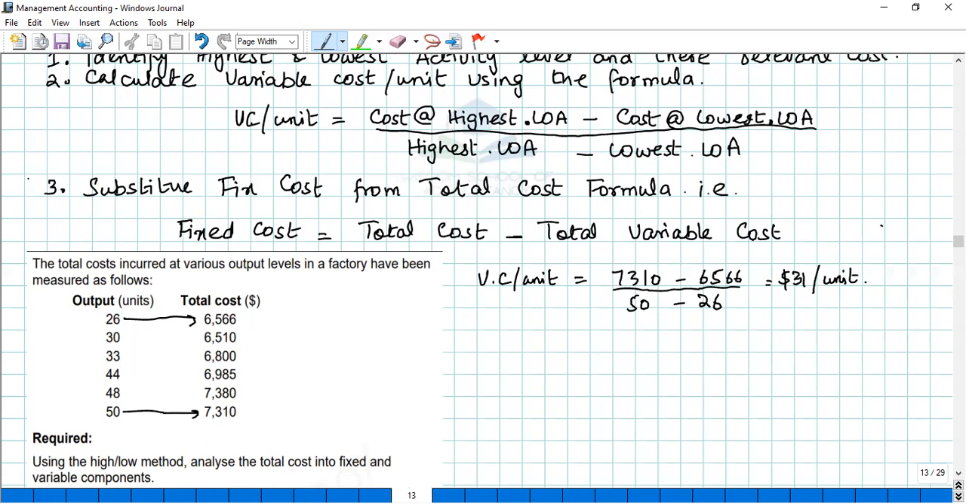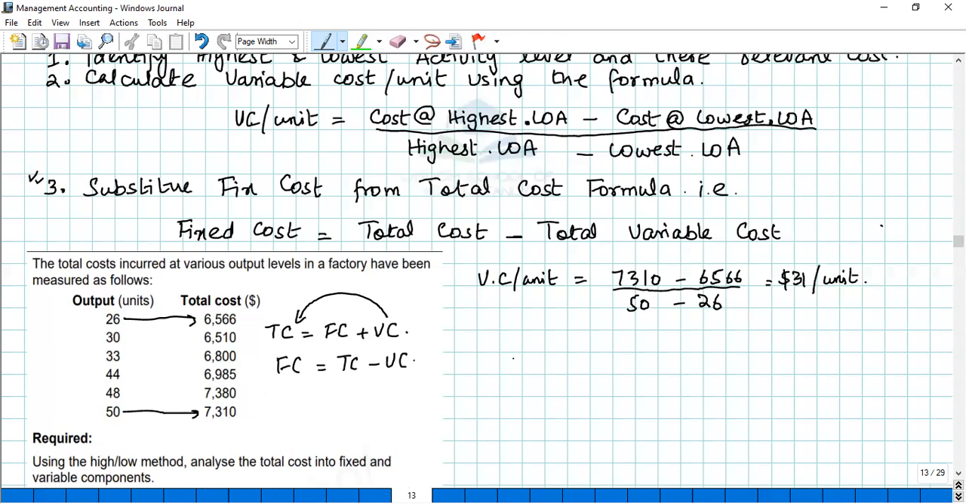Now, what's the third step? Substitute to find the fixed cost from the total cost formula. We just discussed the total cost formula, that was fixed cost plus variable cost. So from that formula, we can calculate the fixed cost. If total cost is fixed cost plus variable cost, fixed cost will be total cost minus variable cost. The variable cost will go to the other side of the equation, so the formula will become fixed cost is equal to total cost minus variable cost.